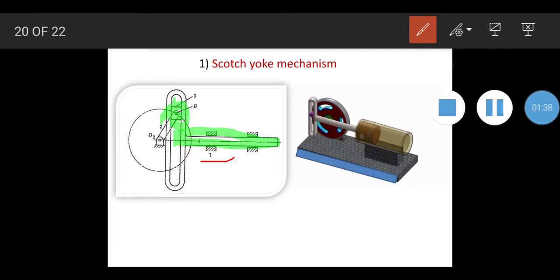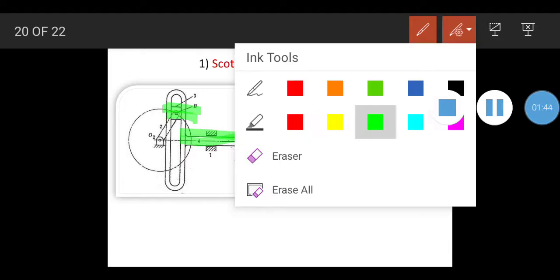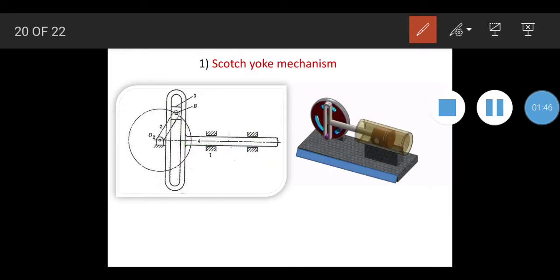This is the 4th link. This is the 3rd link. These two links act as sliding links, whereas link 2 is a bar or a crank. This is link 2, which can be a bar or a crank, which rotates uniformly about the fixed center O.